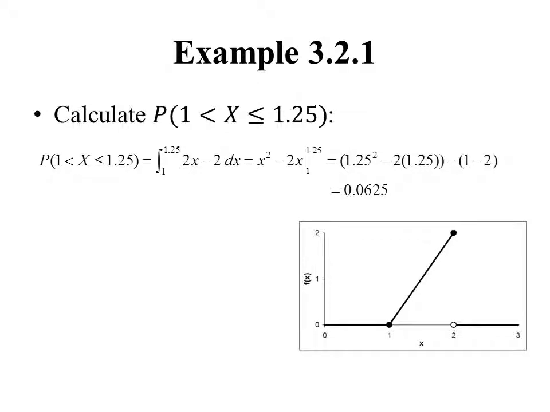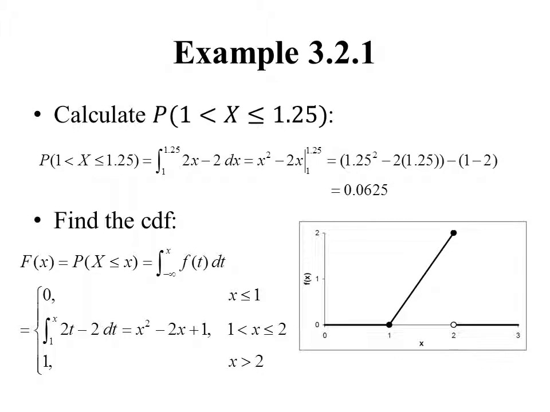Now also to illustrate the third property of the PDF, let's calculate the probability that x is between 1 and 1.25. Nothing magical about these numbers, just numbers that we arbitrarily chose. So the third property says that we need to integrate the PDF over that interval from 1 to 1.25. Over that interval, the PDF looks like this, 2x minus 2. And we integrate that to get this very small probability of 0.0625. We see that that's very small because there's not a lot of area underneath the density curve between 1 and 1.25.